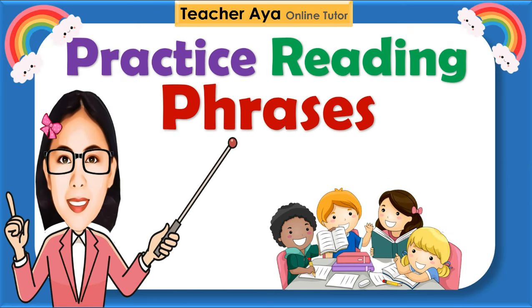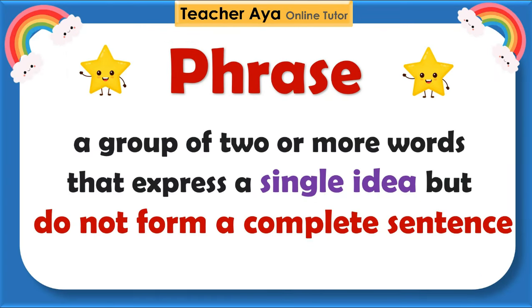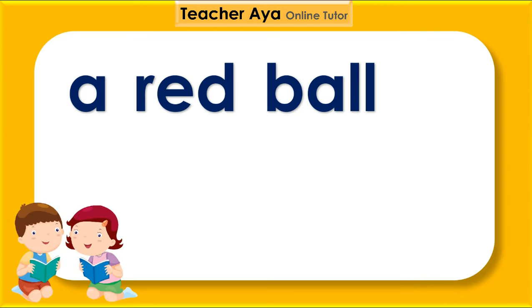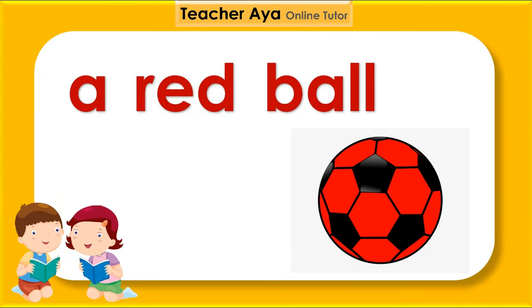Hello, children! Today, we are going to read phrases. But first, let us know what a phrase is. Children, a phrase is a group of two or more words that express a single idea but do not form a complete sentence. Examples are: a red ball. Again, a red ball. Your turn to read, children.